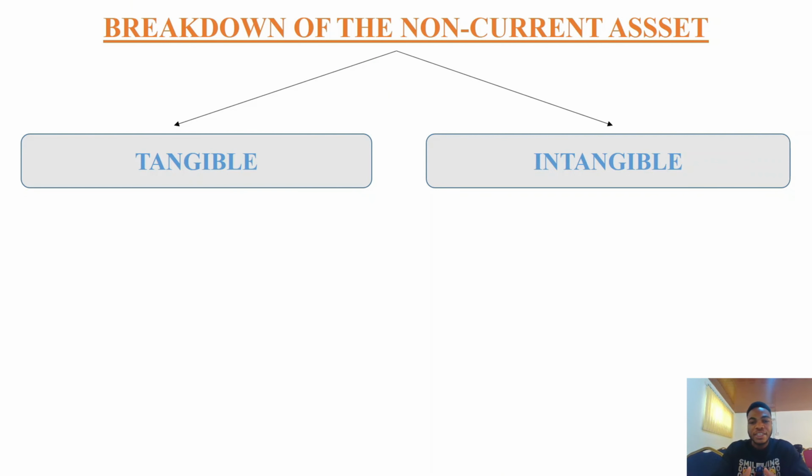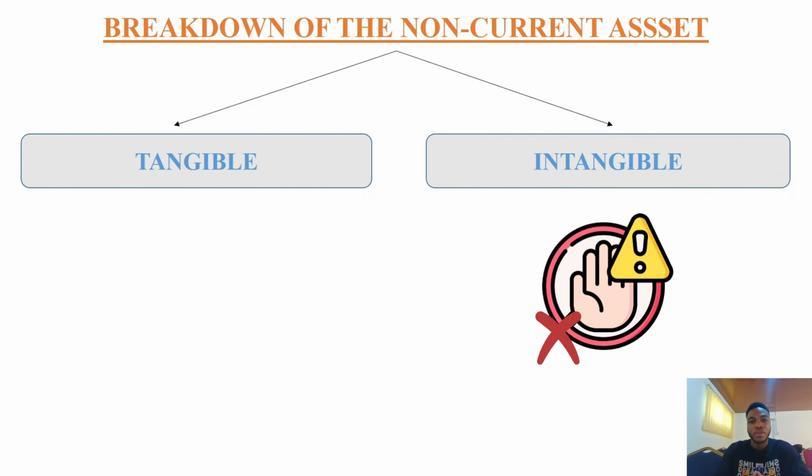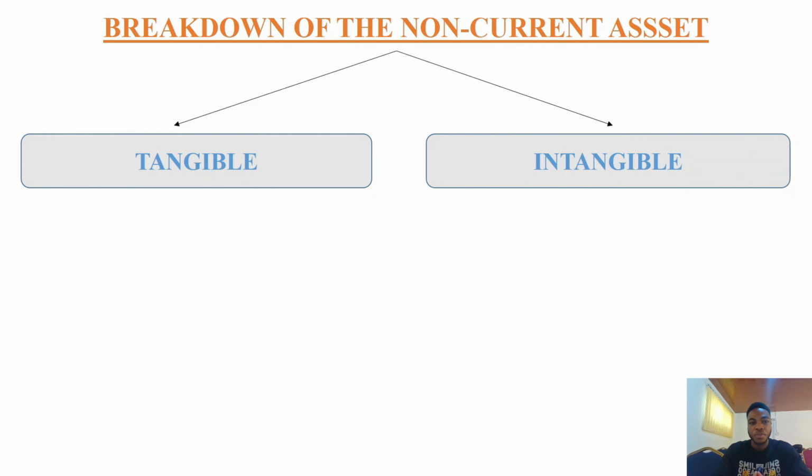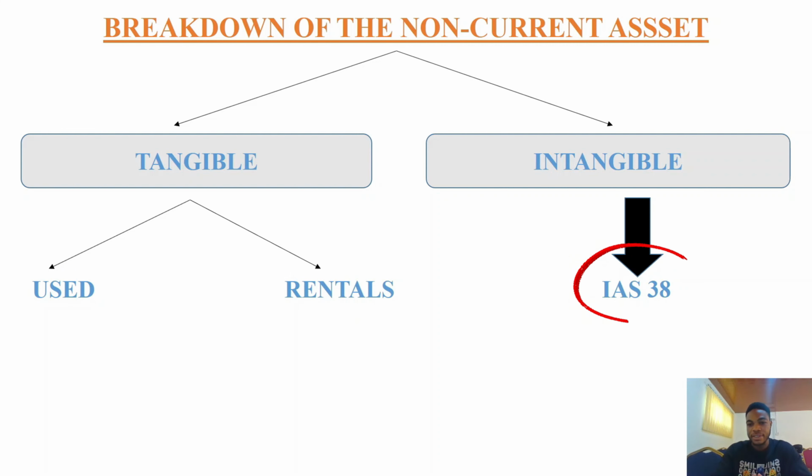Tangible non-current assets are those that you can touch and feel. Intangible assets are those that you cannot touch and feel, but they are still properties of the business. Are you with me? Good. The intangible is regulated by a different standard called IAS 38. But when you talk about the tangible, it depends on the purpose for which you are using the non-current asset.